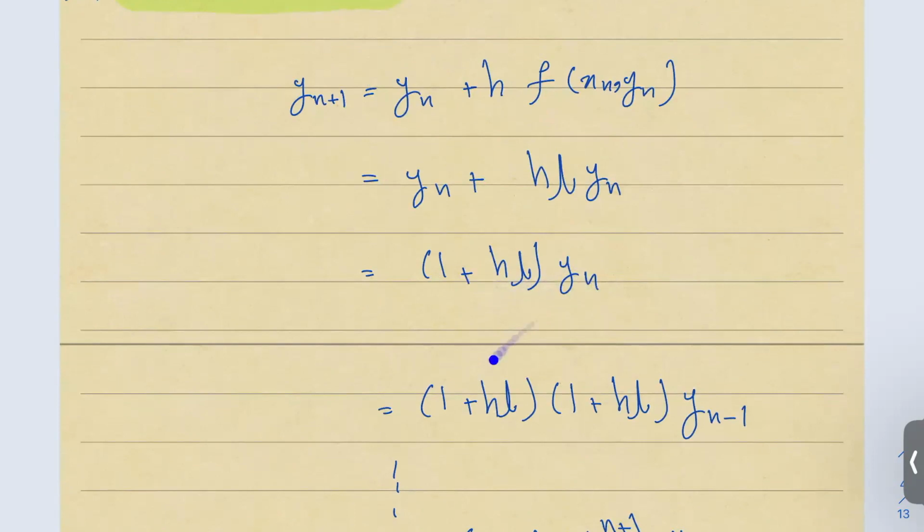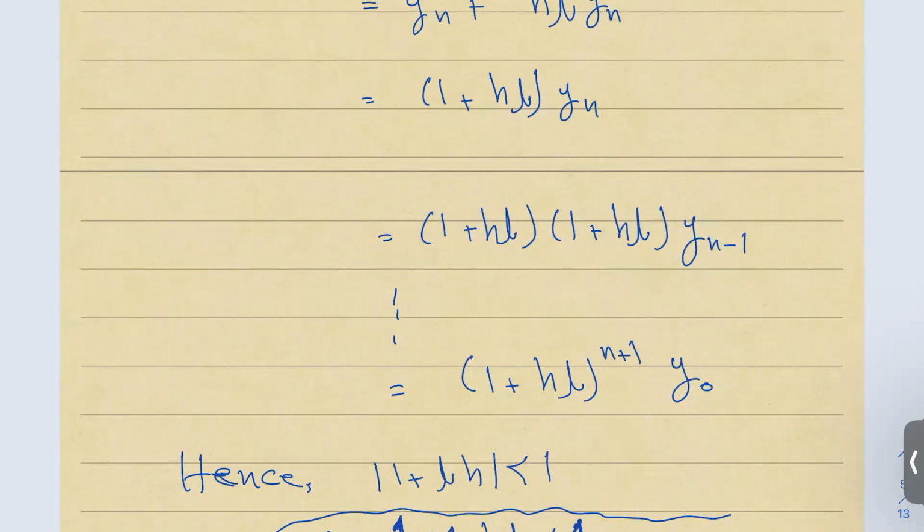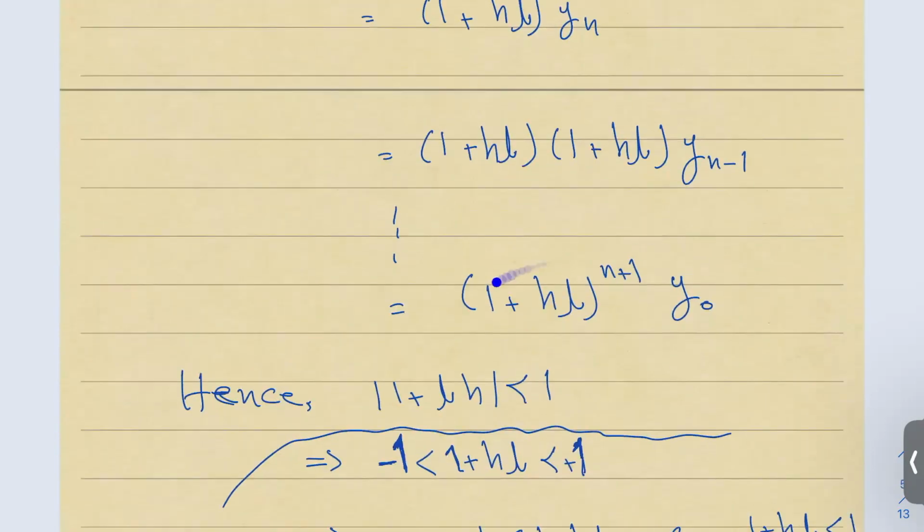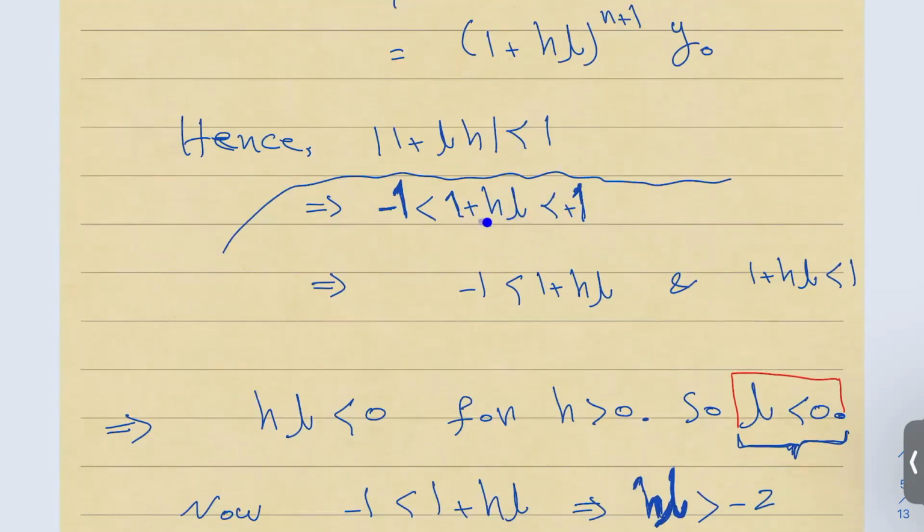So if we do one more step, we will have y sub n minus 1, another 1 plus h lambda. If we do this n times, we will have y sub 0 and this guy to the power n plus 1. So to see that yn plus 1 is not infinity, this guy here, 1 plus h lambda, should be less than 1 in absolute value. So you can stop here. This is your condition, but let's investigate more. 1 plus h lambda is less than 1, bigger than minus 1.